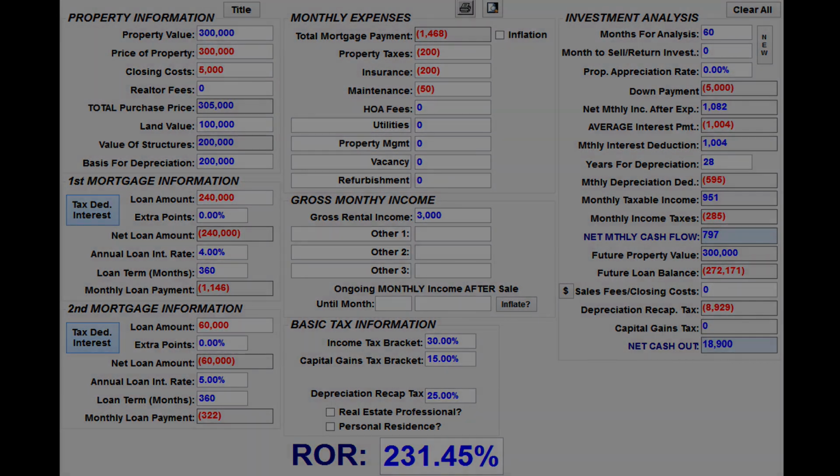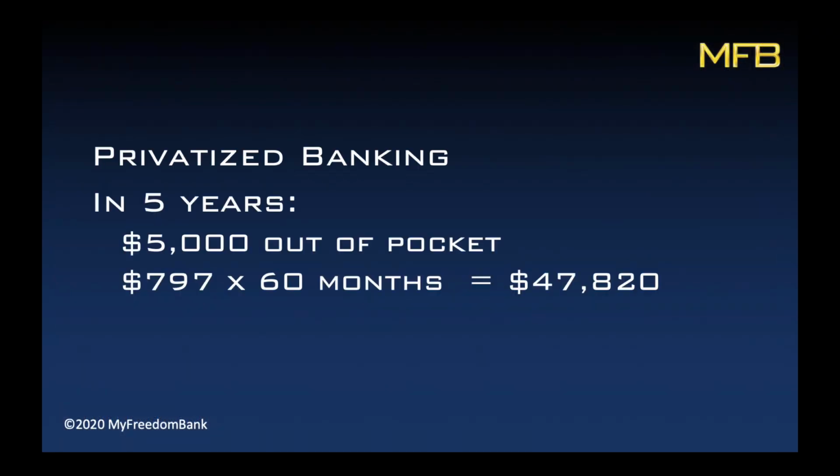Using privatized banking in that same 5 years, now we're going to take $5,000 out of our pocket. Remember, it was $65,000 before? We're going to take $5,000 out of our pocket, and we're going to get $797 times 60 months, $47,820. We've leveraged $5,000 to get us into a $300,000 property. And in 5 years, we've got $47,820, where before we took $65,000 out of our pocket and got $63,000 plus something back.